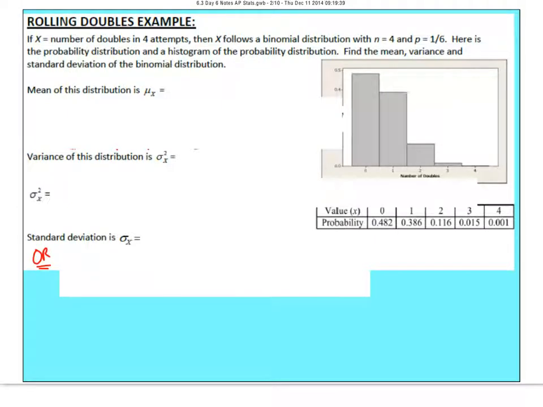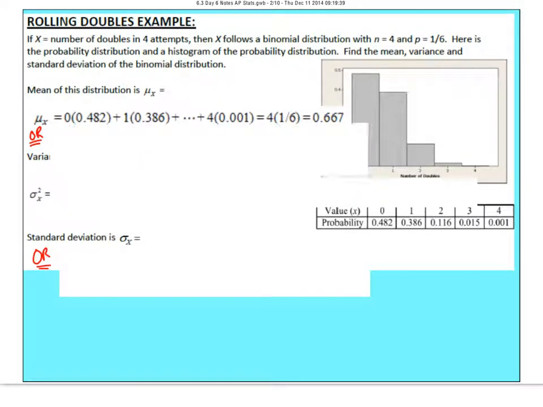To find the mean, be cautious. We do have a probability distribution here. Don't forget how to find the probability distribution's mean. Just take the outcome times probability and add them all up together. So for this one, we're going to have what we did before. The mean is going to be, on average, 0.667 doubles rolled. Well, that obviously is theoretical because it doesn't make sense.